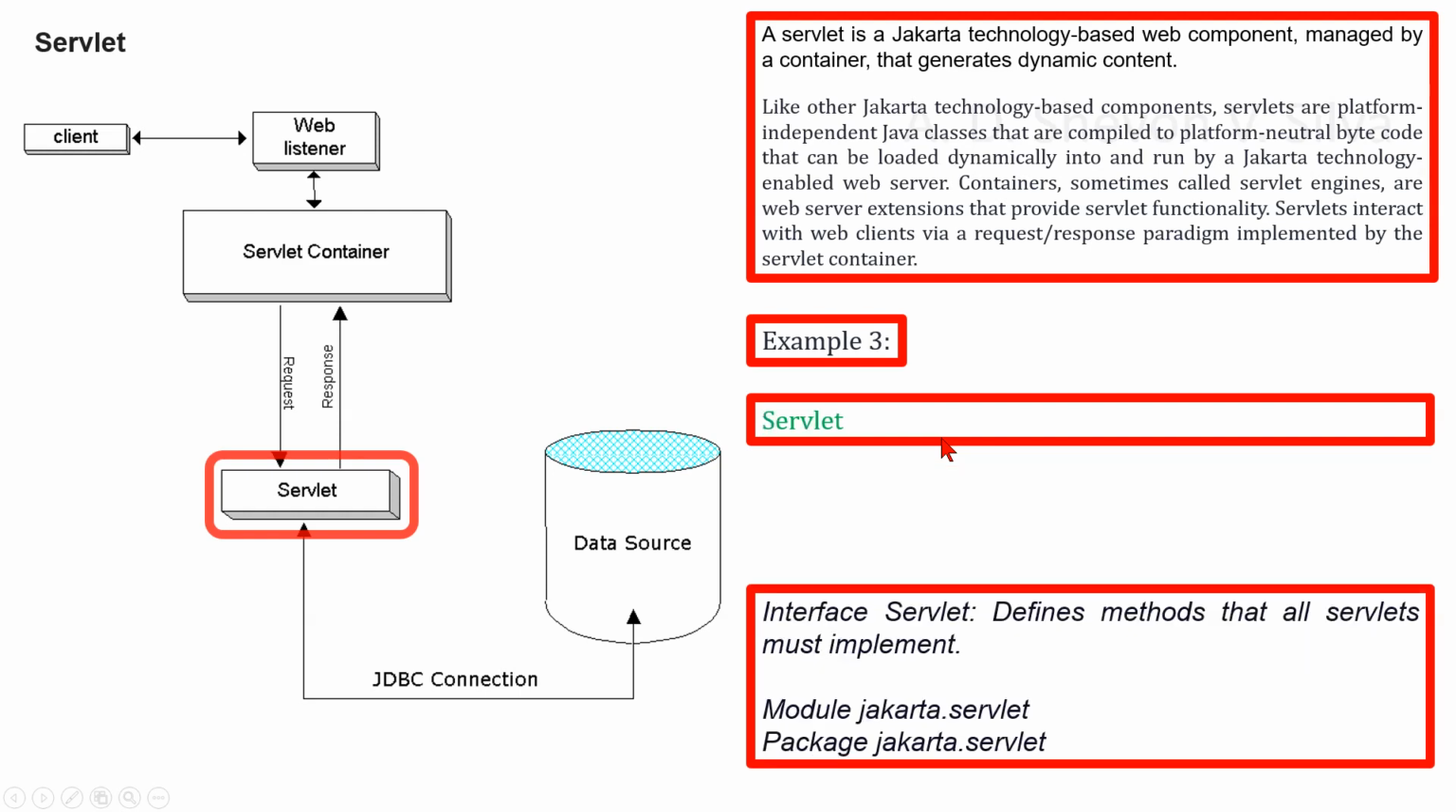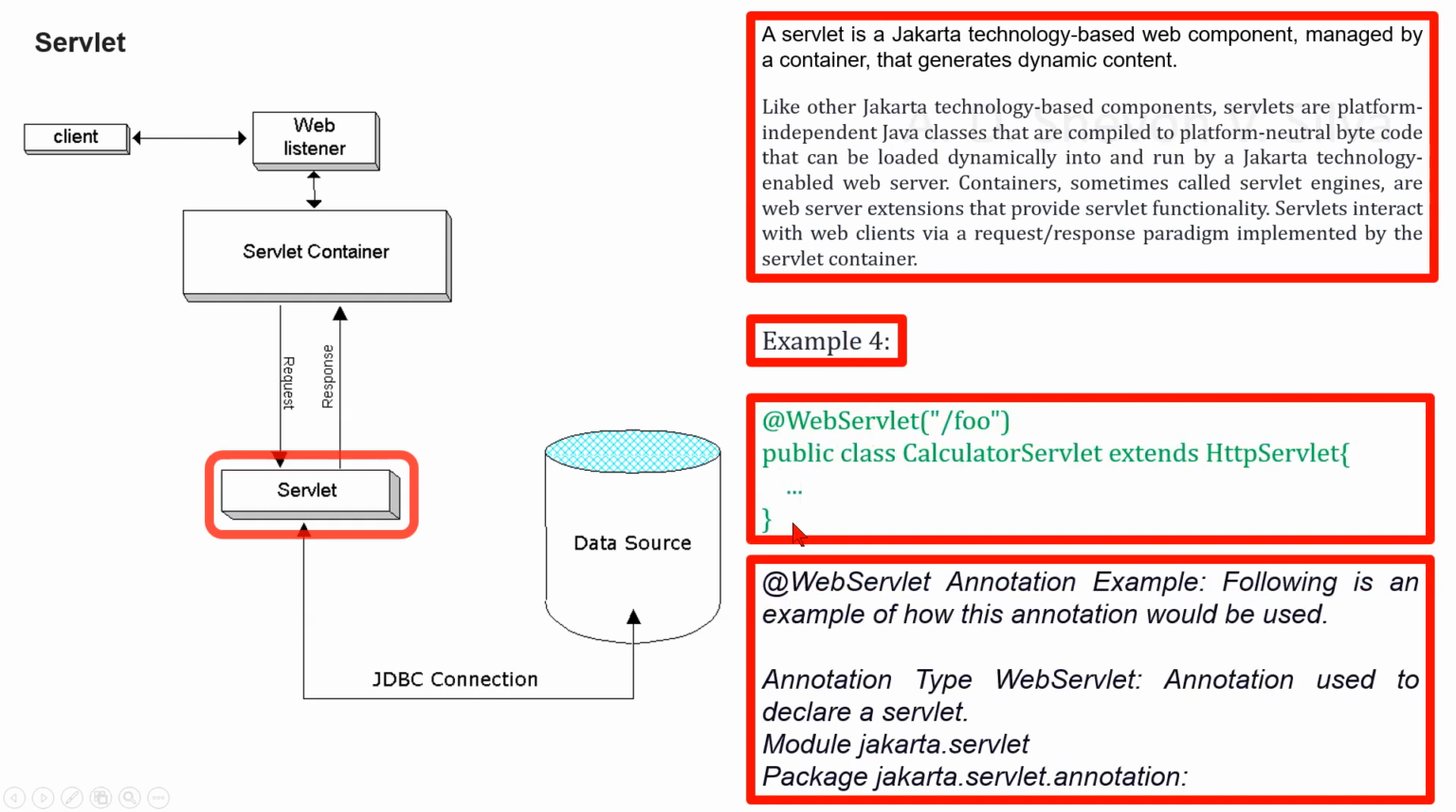As example 3, we can consider interface Servlet. It defines methods that all servlets must implement. This is in package jakarta.servlet and in module jakarta.servlet. As example 4, we can consider this code segment. This is at WebServlet annotation. Example: following is an example of how this annotation would be used. The annotation type WebServlet is an annotation used to declare a servlet.